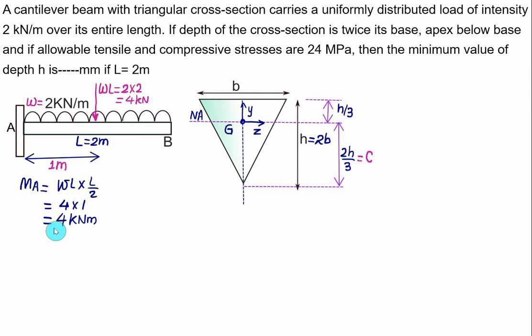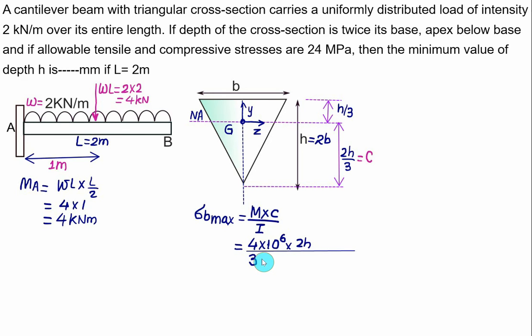So we know the value of M, we know the value of C, and the maximum stress is known, equal to 24. We'll use this value, and this value will be at the bottom fiber. So the maximum value of the bending stress, sigma B maximum, is equal to the maximum bending moment multiplied by C divided by I. Maximum bending moment is 4, so we have 4 into 10 to the power 6. The value of C is 2h by 3.